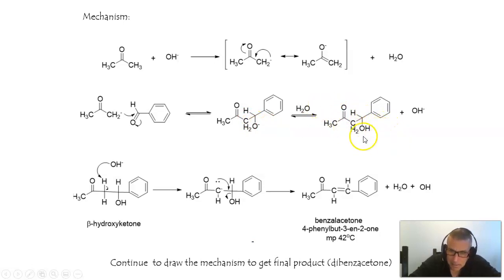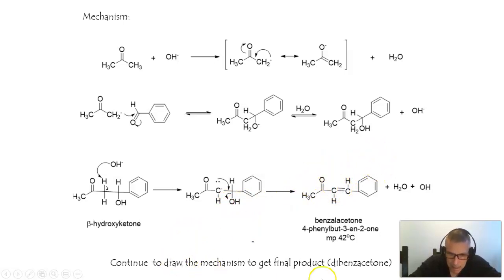In some cases, it would just stop there, but when it can go into extended conjugation by losing water here, this OH minus, this base is strong enough to deprotonate here, form the double bond, lose a molecule of water, kick out hydroxide there, and you've got half of your product.